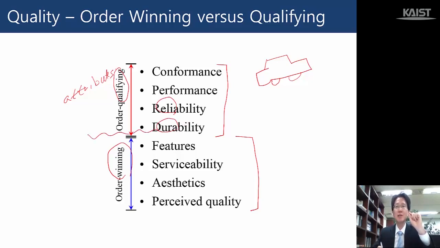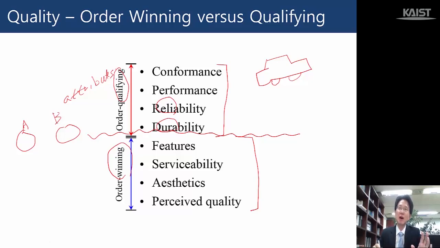So when we say these four attributes are order qualifying, that means that if you cannot have these four attributes satisfied for your products or for your services, you are not eligible. The product or service you make is not eligible to be in the market. So order qualifying attributes are those minimum requirements in order for the product or service to be placed in the market.